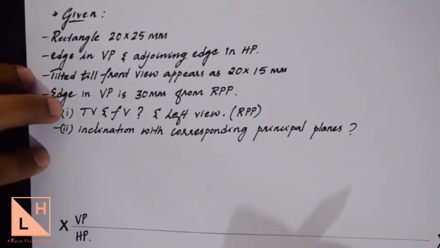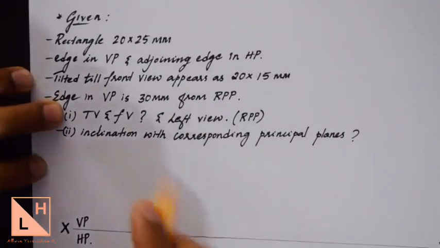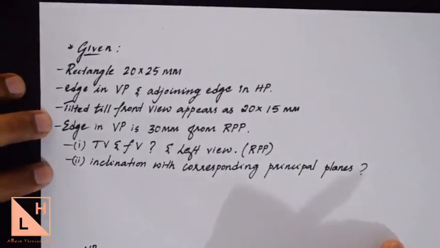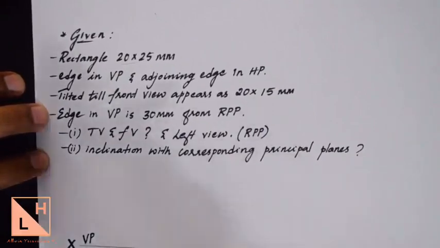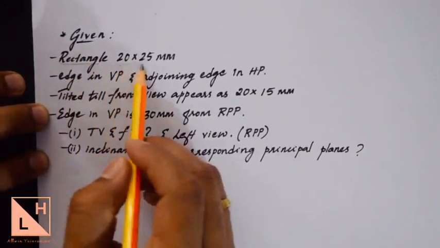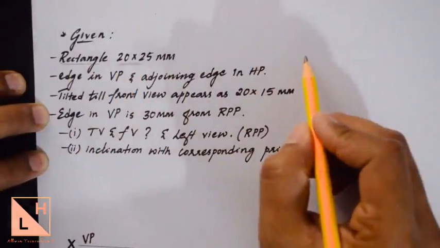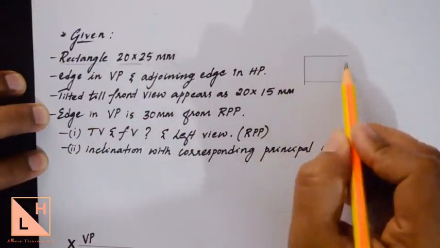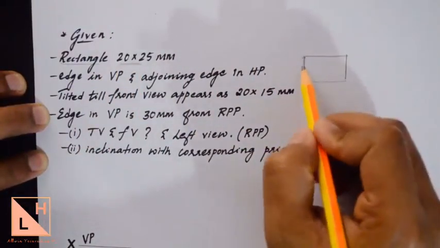Now in this problem we have a rectangular lamina of 20 by 25. So let us just read the question and understand where we are supposed to draw the plane figure. Here it is a rectangle. So since it's going to have unequal sides, we'll be able to draw the rectangle in two positions as we discussed in previous problems as well, right?